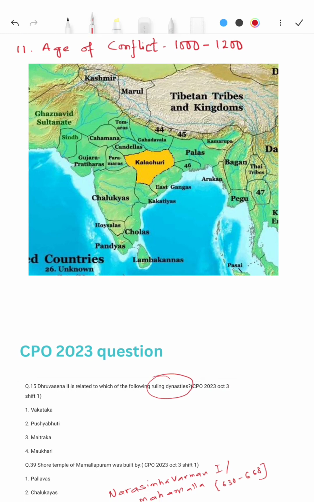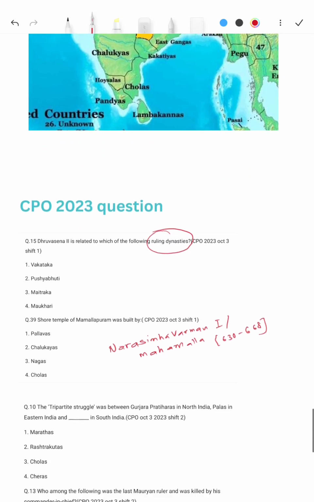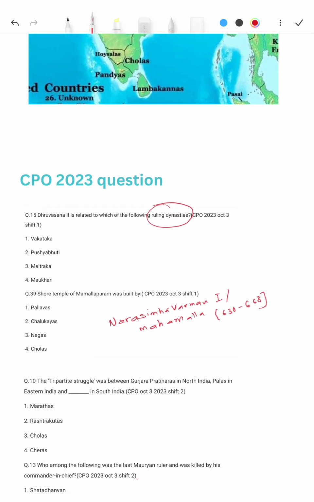Coming to CPO 2023 questions, Dhruvasena II is related to which of the following ruling dynasties? CPO 2023 October 3 Shift 1: Vatakas, Pushyabhuti, Maitrika, Maukhari. So by seeing the options, you are familiarized with these dynasties. This way you will be able to figure out the time range belonging to these dynasties by keeping in mind the structure or the mind map that we did just now.